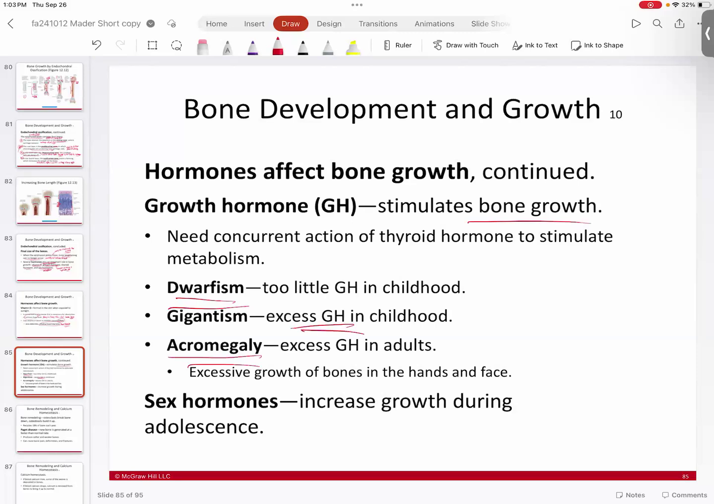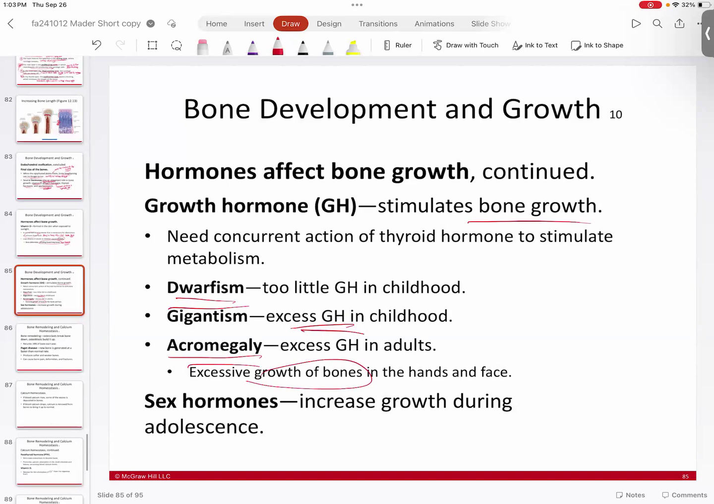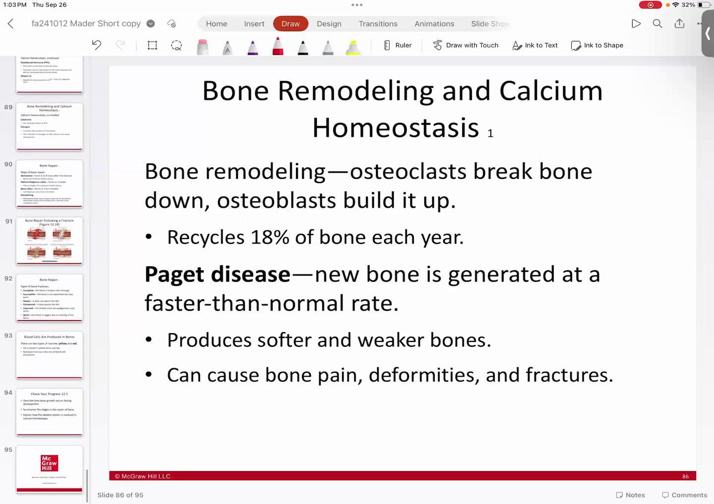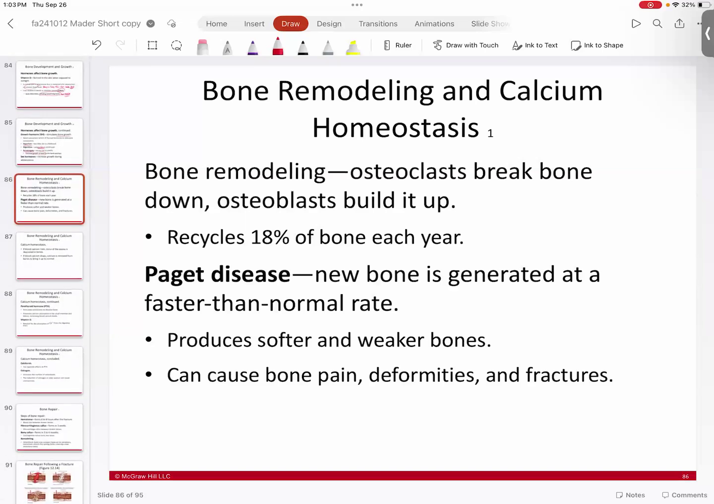So acromegaly is typically when you have excess growth hormone in adults. So you get abnormally large bones, abnormally large hands and face, for instance. And of course, sex hormones, which increase, especially in males. Testosterone, for instance, has a really significant effect on muscle and bone growth. Then we get to remodeling, and then we'll take a quick look at bone repair, and that'll be the end of the chapter. So bone remodeling is something that osteoclasts do.